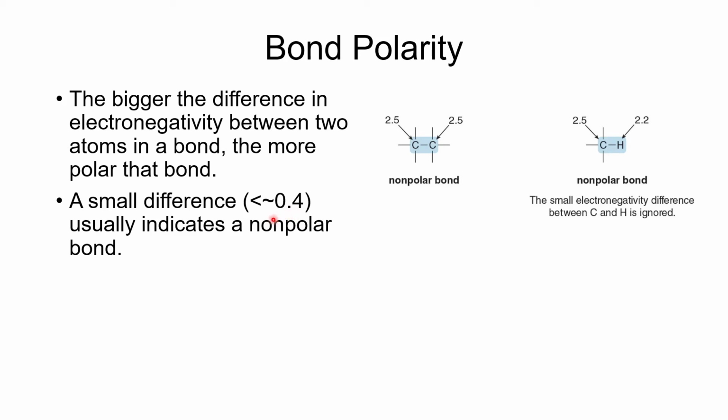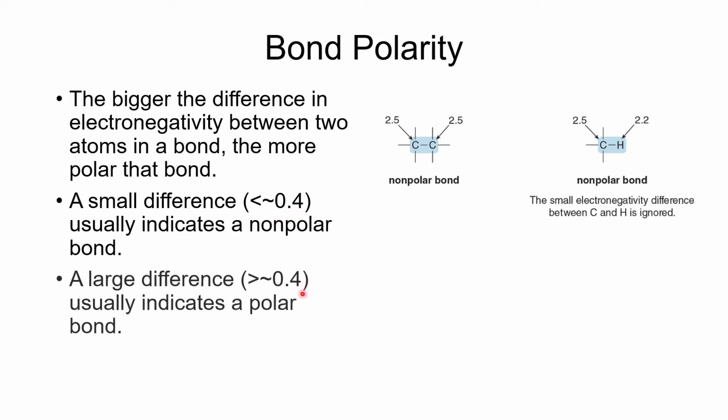Once that difference in electronegativity gets greater than about 0.4, we generally will consider it a polar bond. An example of a polar bond would be carbon and oxygen. Carbon is 2.5, as we saw here. On the previous page, it said that oxygen had an electronegativity of 3.4. So 2.5 and 3.4, that's a difference of 0.9. That's a fairly polar bond. The bigger that difference, the more polar we would consider that bond.